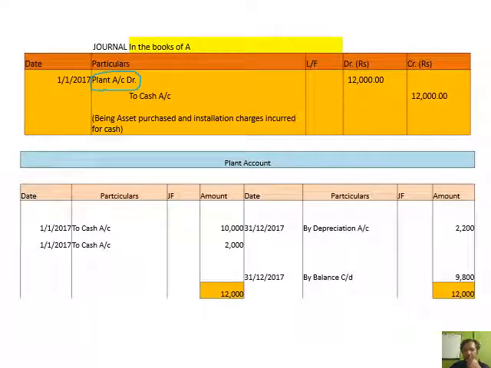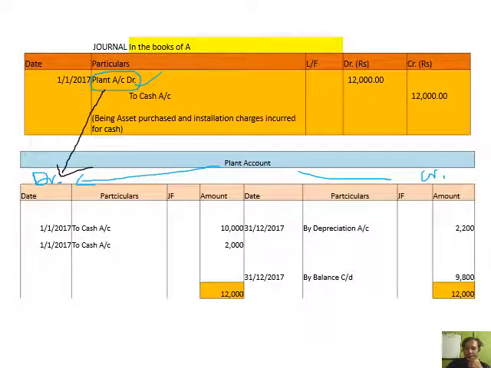So plant is on which side? Debit side. Obviously plant is on the debit side, so this will come on the debit side, because the left hand side is always debit and the right hand side is always credit. And the plant is given on which side? Debit side. So as the plant is given on the debit side, we will transfer this entry into the debit side.